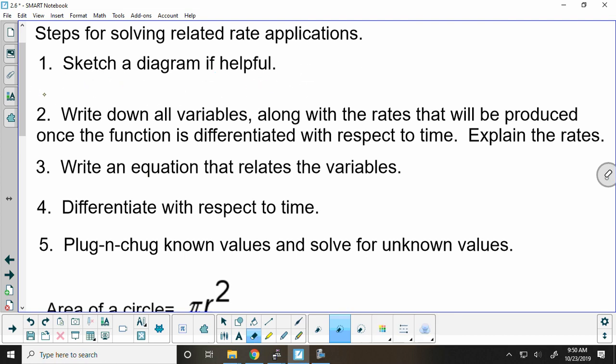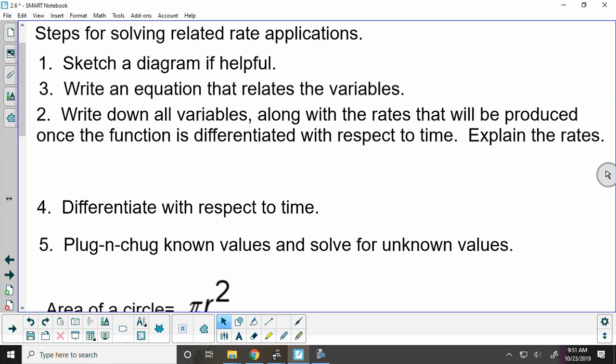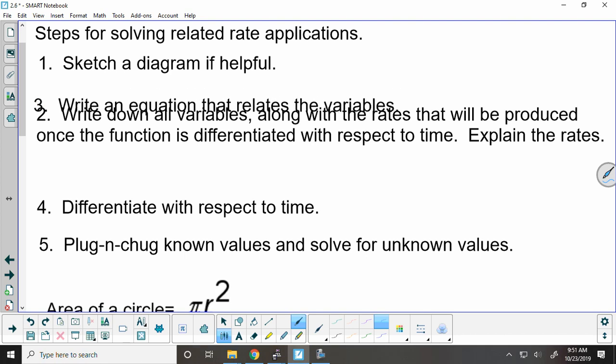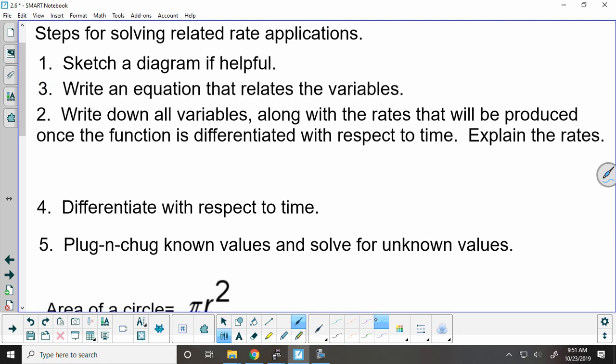So what we're going to do is I'm going to move 3 up here, and we are going to call that 2. Oops, or not. Goal is to call this 2 and to call this 3, because you really need an equation to write down the variables, write down all variables along with the rates that will be produced and explain the rates. That means define them.